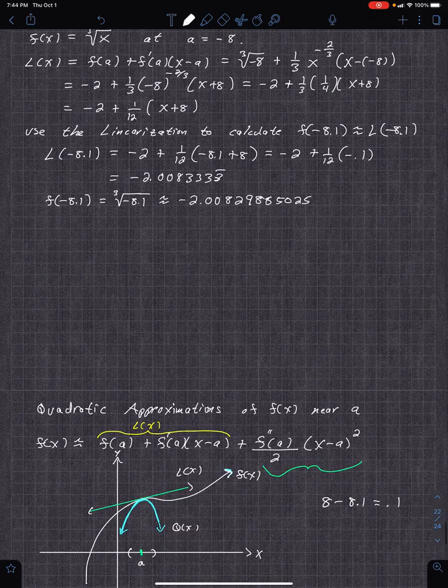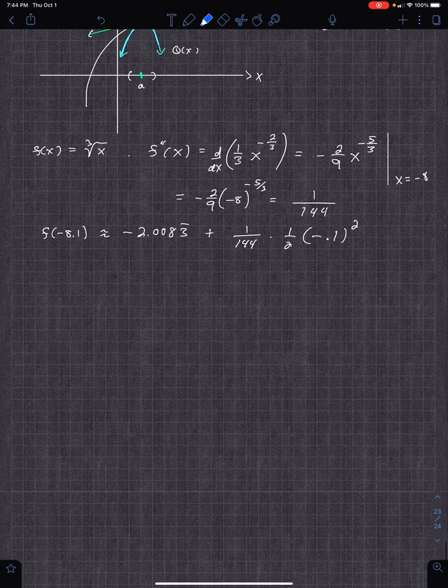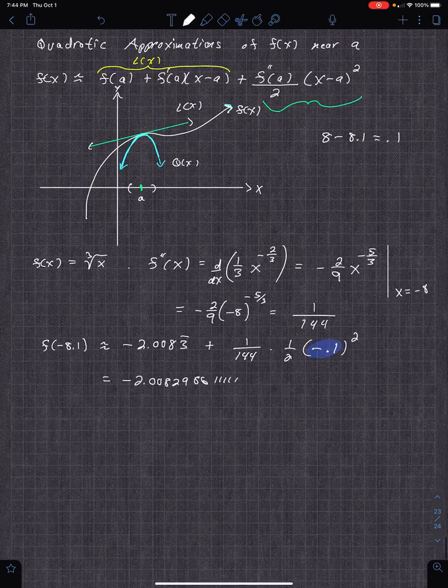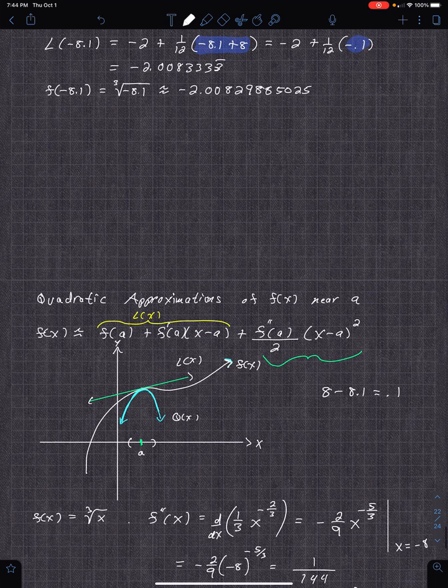So we did that back here too. I actually showed that step here. So that's where you get that 0.1. So same thing here. There's your 0.1. Okay, you calculate that, and you get -2.0082986111111. And then the one above, so it basically gives you a better approximation.